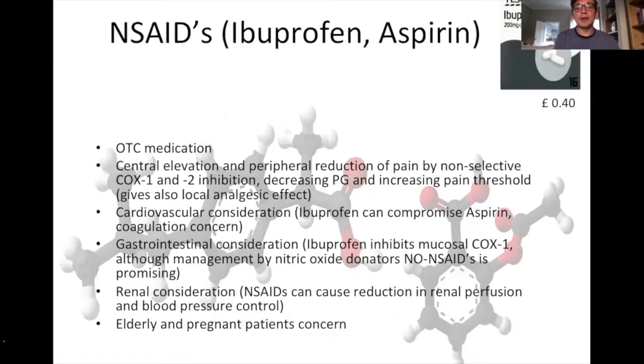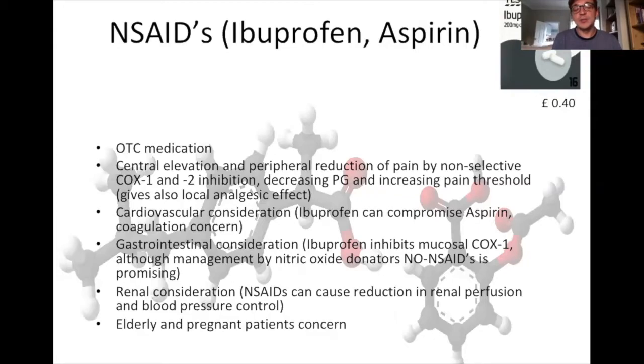Non-steroids, ibuprofen and aspirin, again, over the counter. We are more into ibuprofen. In the United States, they quite like aspirin, but anyway, so 40p, last time I checked, over-the-counter medication. It's probably better pain relief than paracetamol. However, it's a COX-1 and 2 inhibitor, which basically works throughout the body, for example, in the stomach and in the kidneys.